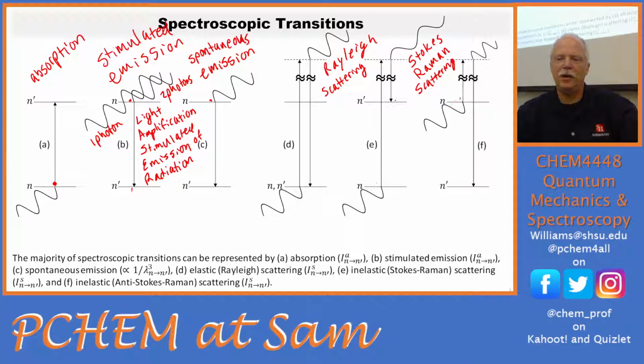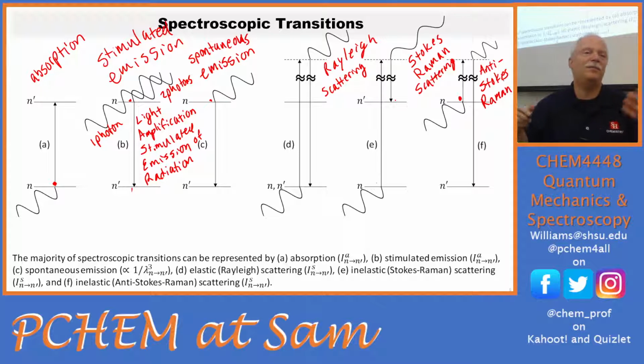And then again, if you have a particle that's excited already and a photon comes in and interacts with that particle, then the particle can drop down and scatter off a photon of light with higher energy. And so that's anti-Stokes. And this is pretty much it for spectroscopy. You have absorptions, emissions, scattering, spontaneous and stimulated emission. So this is how light interacts with matter.